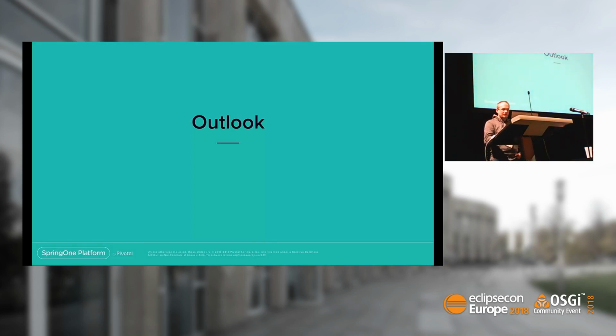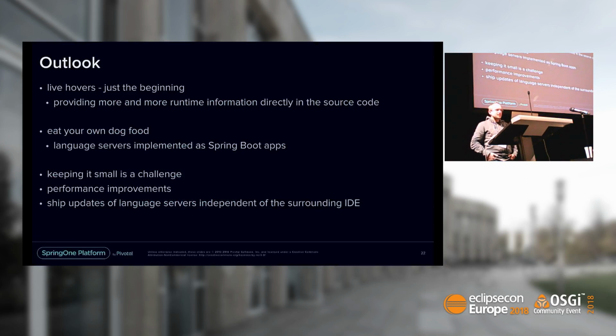So let's have some outlook. When I go a step back, so we ship the first release. So what comes next? I think this additional layer that we put on top of the source code with the live information for the bean wirings. I did not show you, but there's also request mapping showing up there, so you can directly click on the code lens to jump to the request mapping, for example.